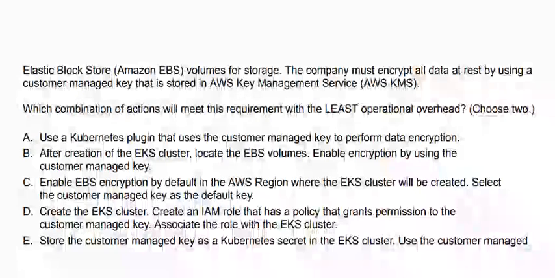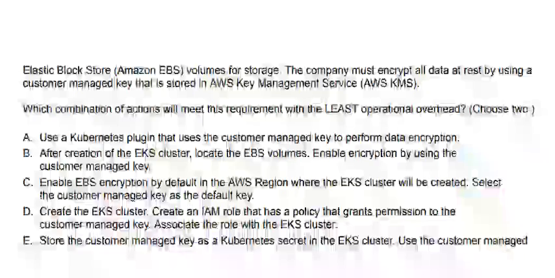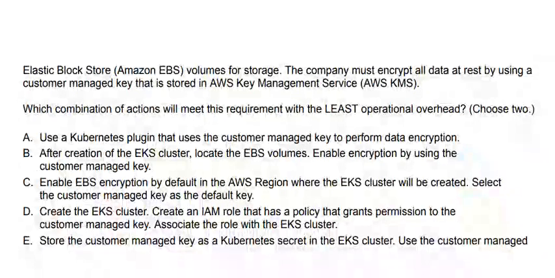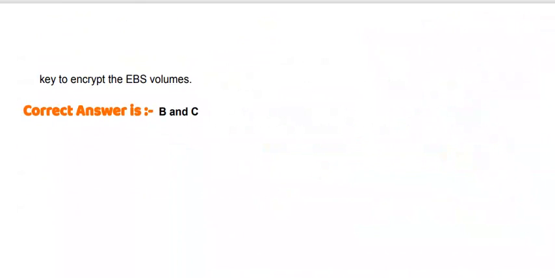Option D. Create the EKS cluster. Create an IAM role that has a policy that grants permission to the customer managed key. Associate the role with the EKS cluster. And option E. Store the customer managed key as a Kubernetes secret in the EKS cluster. Use the customer managed key to encrypt the EBS volumes. And the correct answer is option B and C.